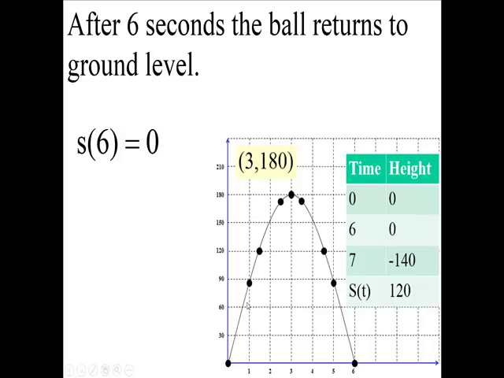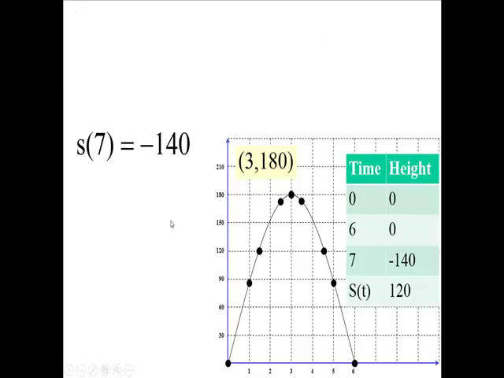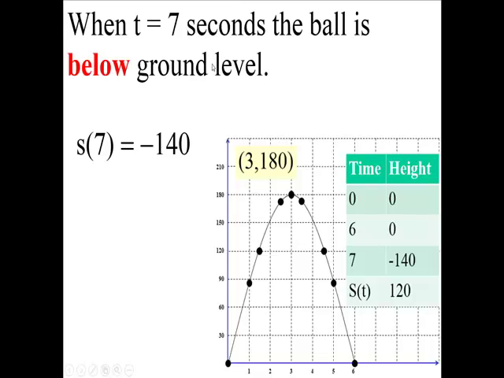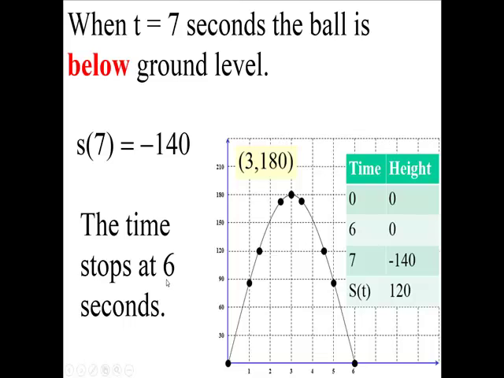We go over 1 second, we're up at about 80. 2 seconds, about up here, 160. 3 seconds, we're up at 180. At 6 seconds, we're at ground level. How do you go below ground level? That's what the negative 140 means. If you keep on going with this graph here and you use the math, you get to a negative 140, which is below ground level, which you can't do. So the time must stop at 6 seconds, okay?